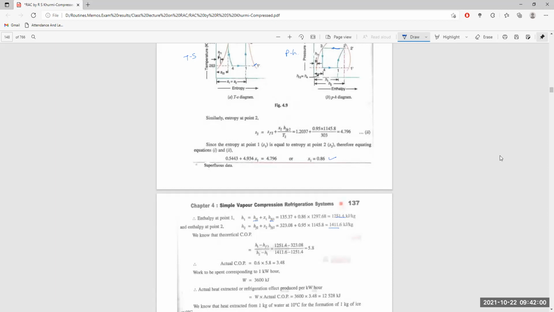Thus, for the theoretical COP, put in the values of H1, H2, and hf3, and we get the value as 5.8. The actual COP is supposed to be 0.6 multiplied by 5.8, which is 3.48 itself.